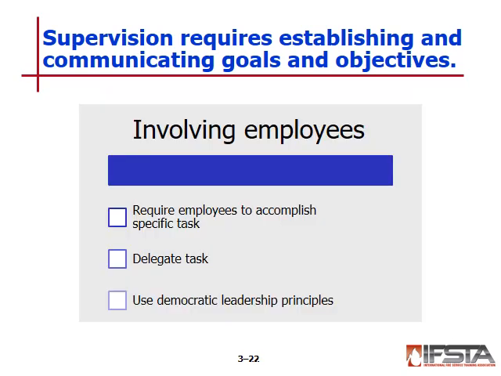Okay, there are 3 ways in which to involve employees with these established goals and objectives. First, require employees to accomplish the specific task, as supervisors know best practices and have all the information necessary. Make sure the employees are trained for said task. And then you need to be able to delegate tasks.